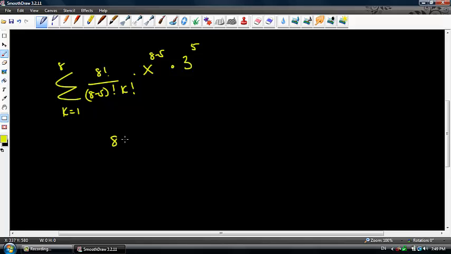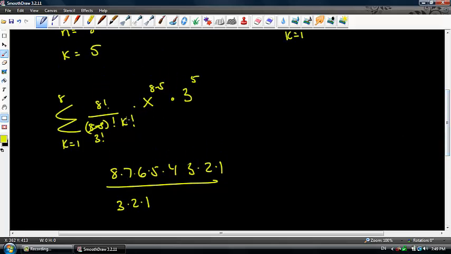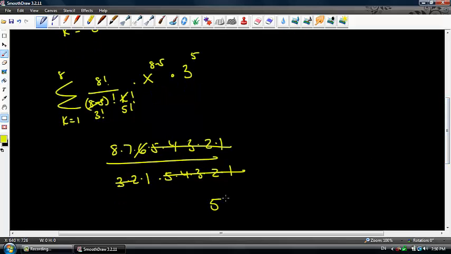Let's expand this out. 8 times 7 times 6 times 5 times 4 times 3 times 2 times 1 all over 3 factorial, so that's 3 times 2 times 1. Whoops, did I leave that as a K? I meant 5 factorial. So this is times 5 times 4 times 3 times 2 times 1. Okay, the 5, 4, 3, 2, 1s are out of there. 3 times 2 equals 6. So what you have really is 56 x to the third, and then 3 to the fifth is 243.